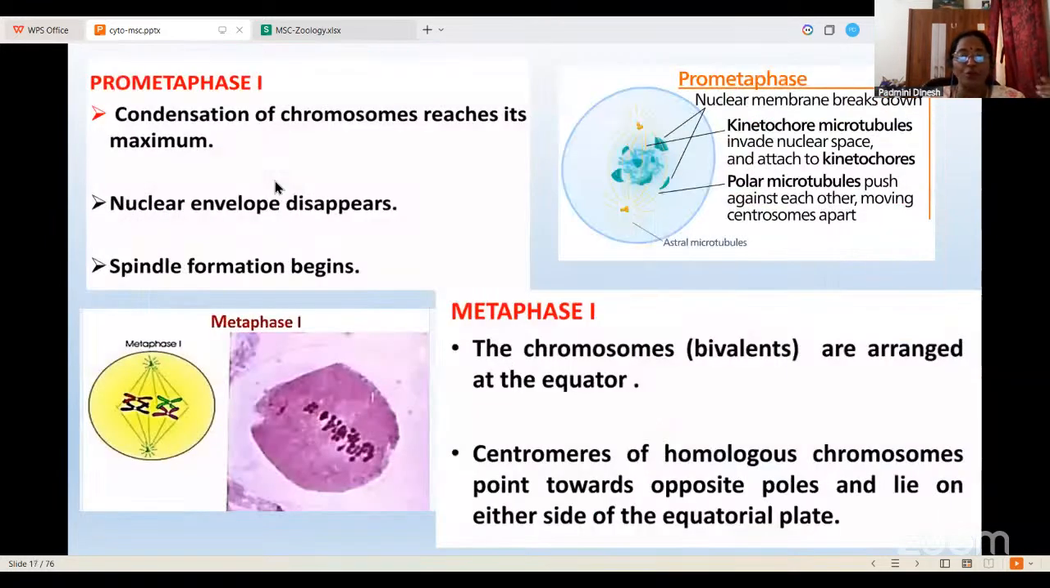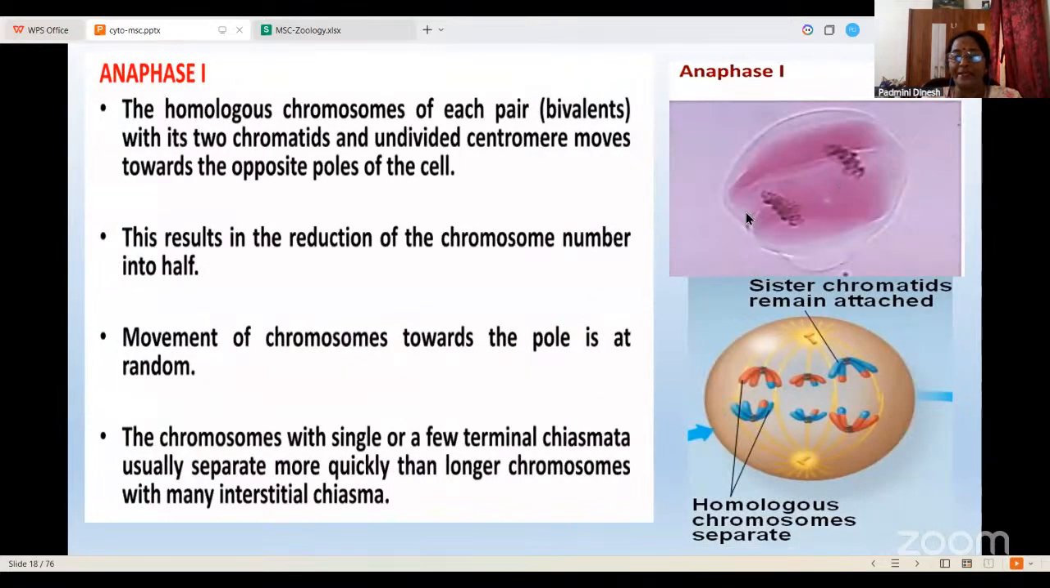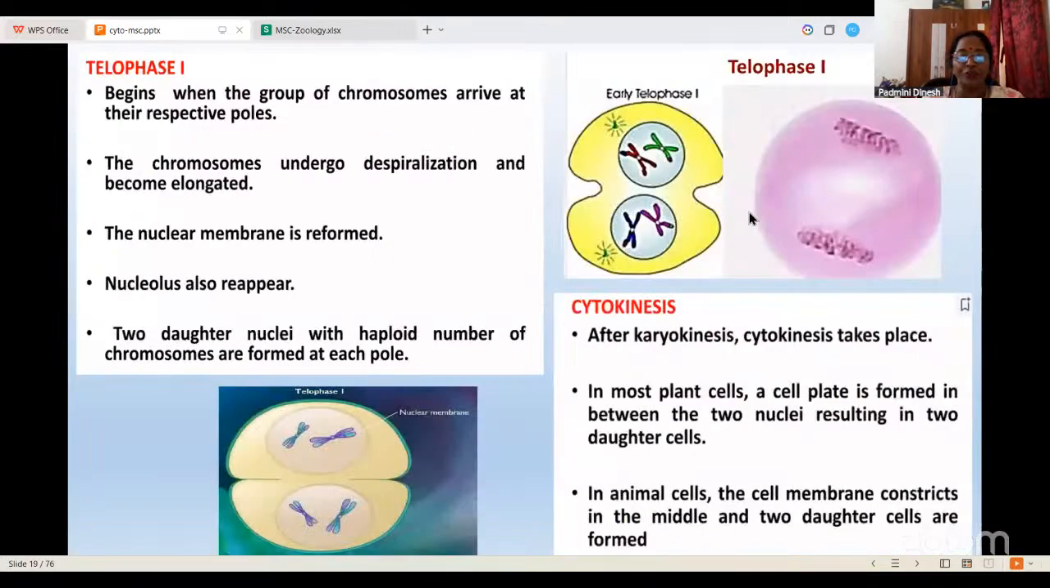Coming to what is happening next, prophase 1 is over. Then it goes into the metaphase stage, where all the chromosomes are aligned in the center after the exchange of information, and then they get separated. How do they get separated? With the spindle fibers the chromosomes get separated, and then they go into telophase, where two cells are formed.